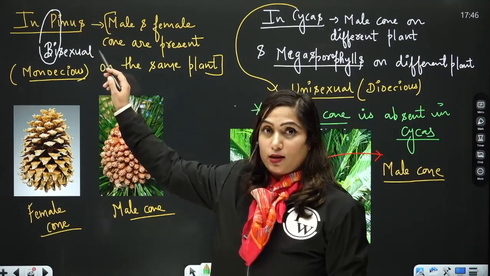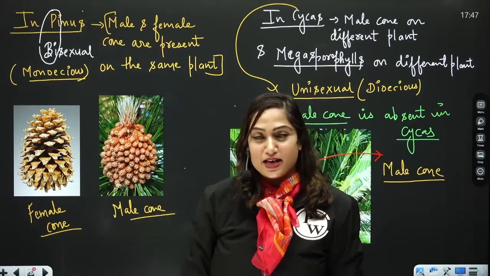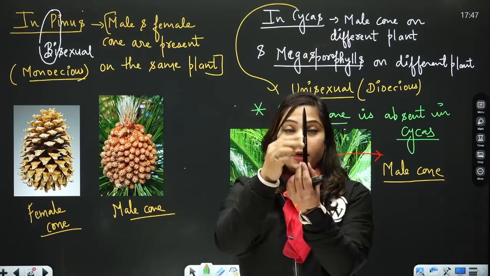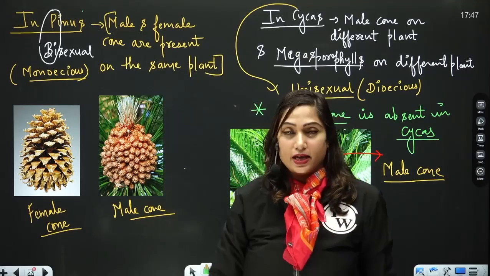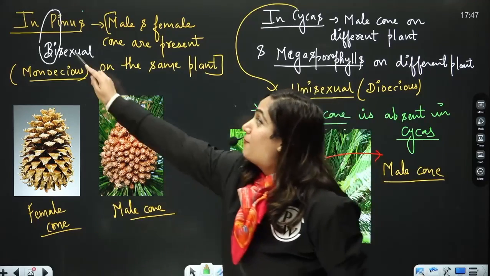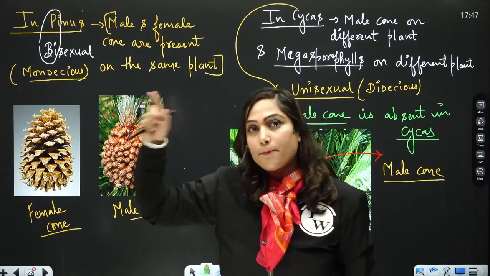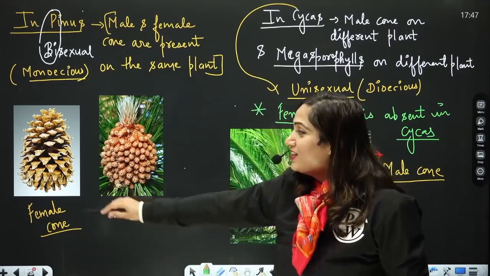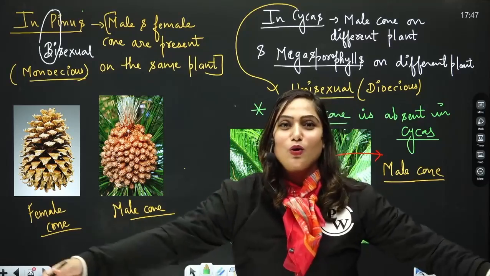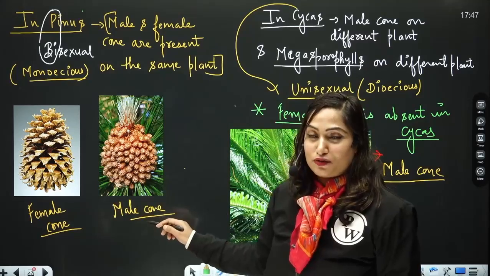Pinus is bisexual. How will you remember this? Pi, bi. Pinus is bisexual. That means on the same plant of Pinus, both male cone and female cone will be there. And another name of bisexual is monoecious. Okay. So here you can see the beautiful diagram. When you go to the hilly areas, you can see these cones spread all over the forest.